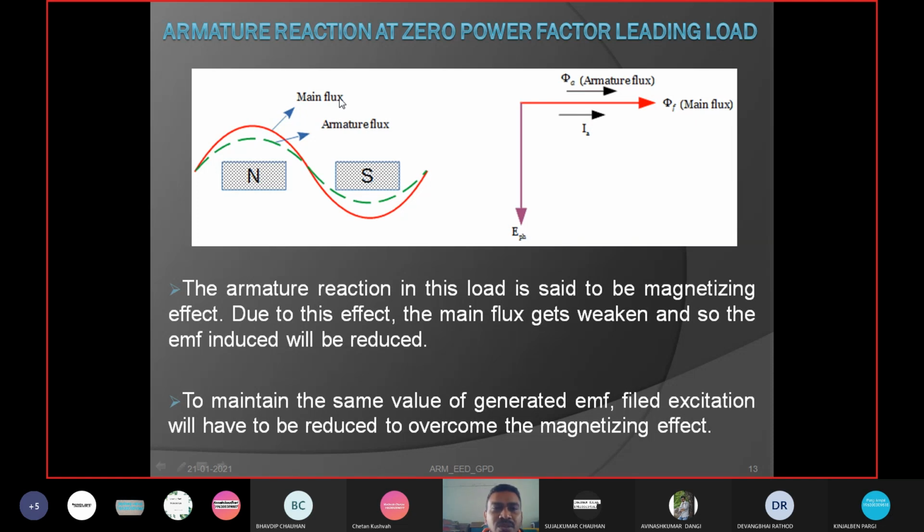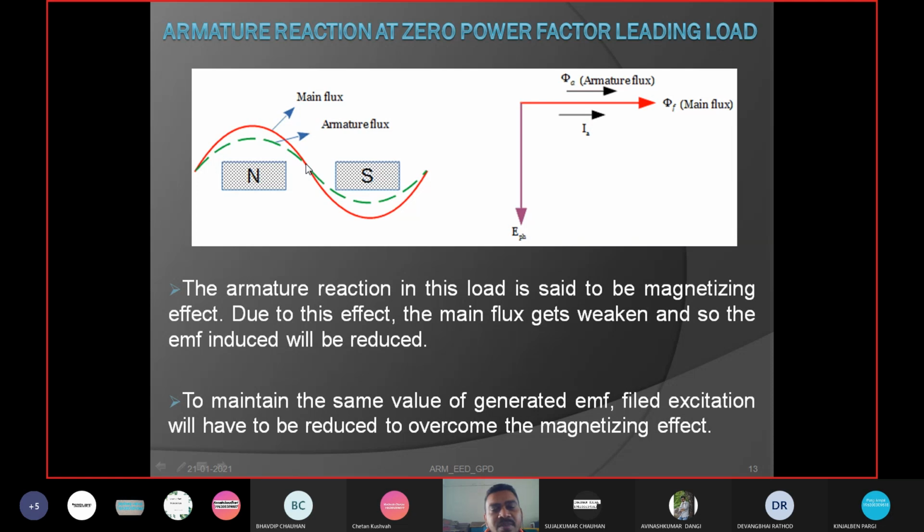So both armature flux and main field flux become zero at the same time, and become maximum at the same time. At this position both magnetic fluxes, main field flux and armature flux, are zero. At this point both main field flux and armature flux are maximum.